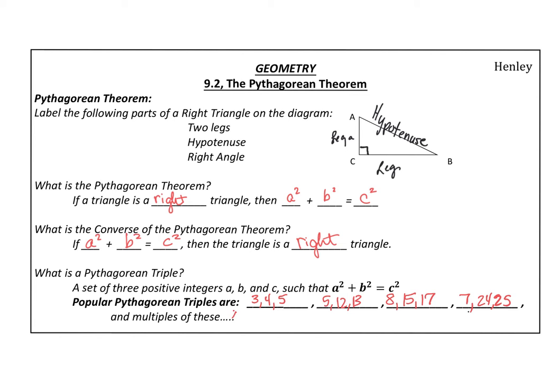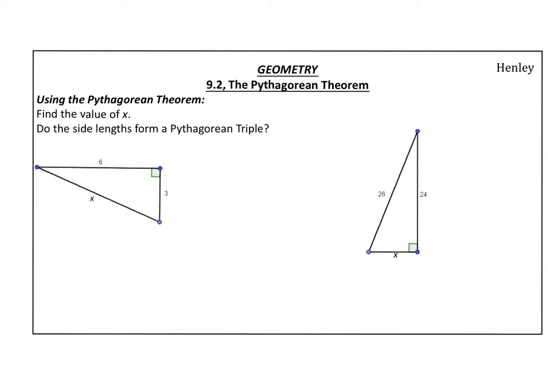So if you multiplied by 2, then you would get 6, 8, and 10; 10, 24, 26; 16, 30, 34; 14, 48, 50. If you multiplied by 3, you would get 9, 12, and 15, and so forth and so on. We can use the Pythagorean theorem to find the missing side of a right triangle.